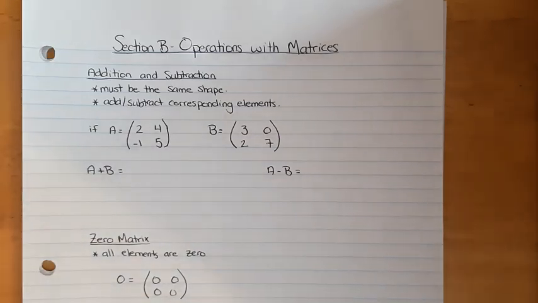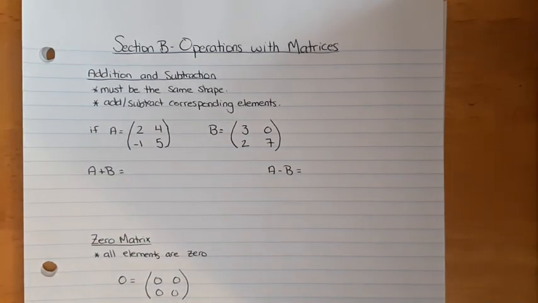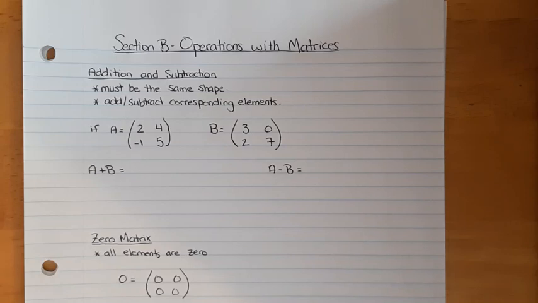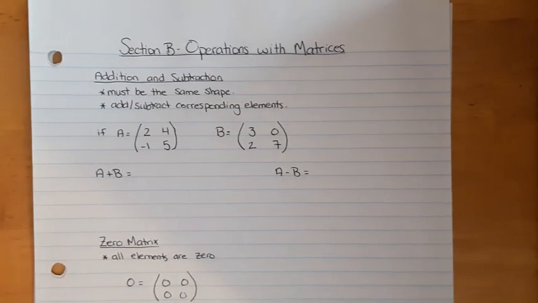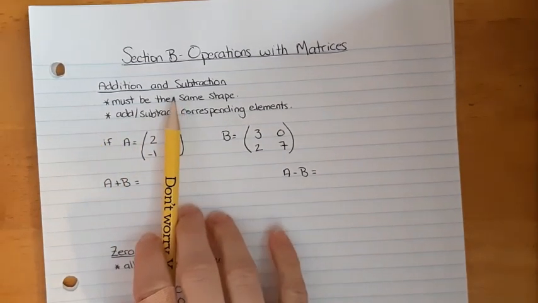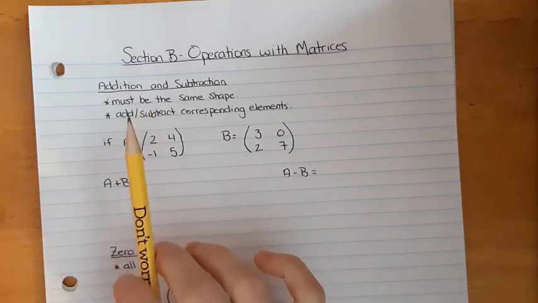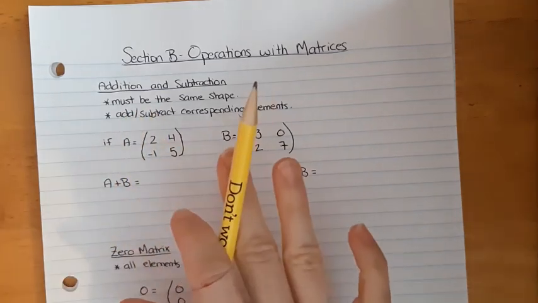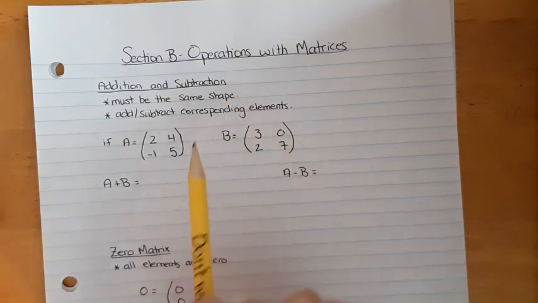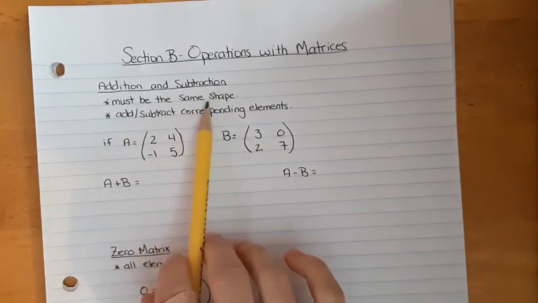Hi everybody, so this is the video for section B, operations with matrices. In this section we're going to go through a few of the more basic operations that you can do with matrices. We're going to start with addition and subtraction. You cannot add together any two matrices or subtract them for that matter. They must be exactly the same shape.